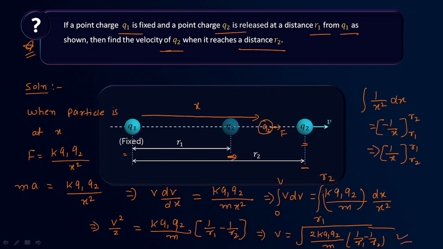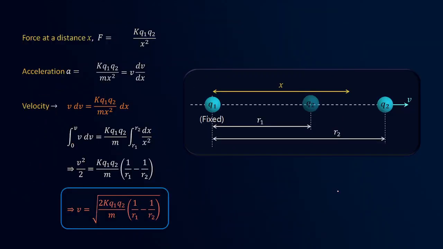Bit lengthy, but it's a good question and simple. Once we study the potential energy concept, then we can just apply energy conservation, k q1 q2 by r is equal to half mv square, and we can easily find the answer. Right? Simple. So this is the solution, v dv equals k q1 q2 by m x square dx. If you are able to write one general term at point x, force is mass times acceleration. Acceleration is equal to v dv by dx, and then we can simplify and easily answer.